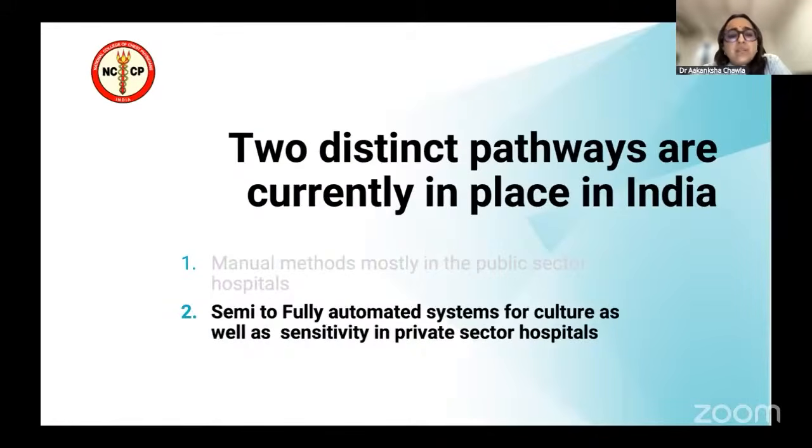Now, after looking at the manual methods, let's understand what are the semi to fully automated systems for culture and the sensitivity testing.